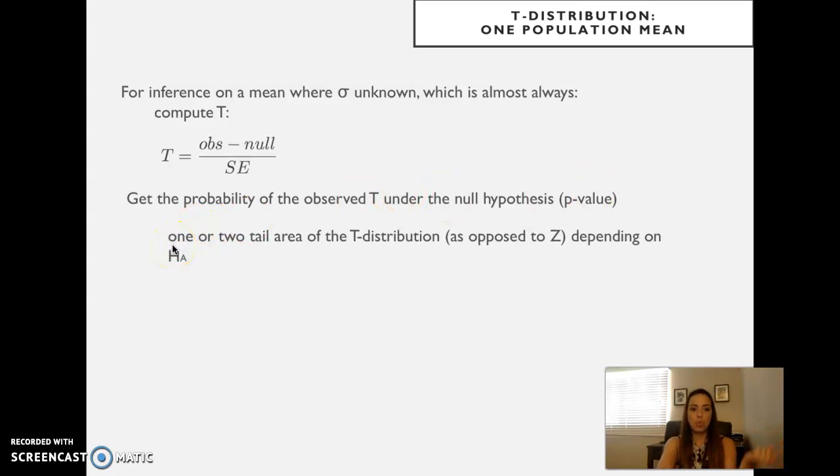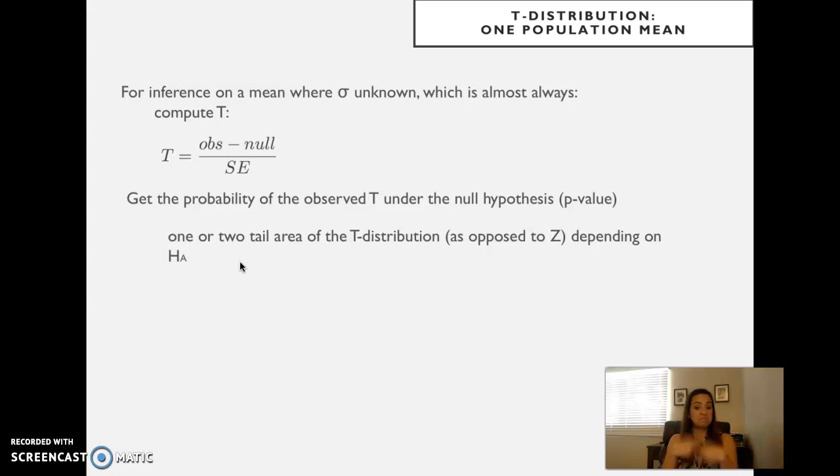We can use 1 or 2 tail area of the t-distribution as opposed to z depending on HA, right? So if I have a directional alternative hypothesis that the observed is smaller than or greater than the null, then I put my 5% all to one side, either the upper side of the curve or the lower side of the curve.